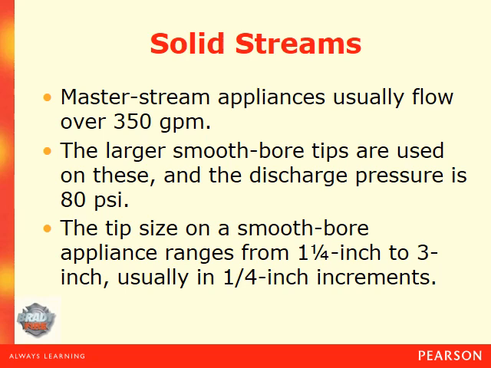Master stream appliances usually flow over 350 gallons per minute. The large smoothbore tips are used on these, and their discharge pressure is 80 psi at the appliance. So again, here's another constant that you will need to remember for your calculations. The tip size on a smoothbore appliance ranges from 1 1/4 inch to 3 inches, usually in 1/4 inch increments.